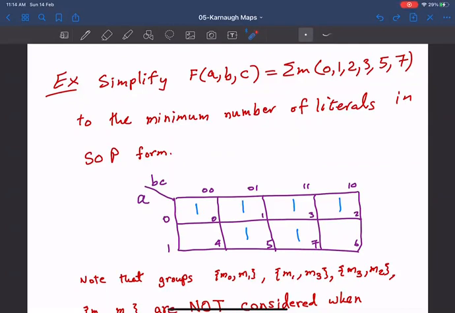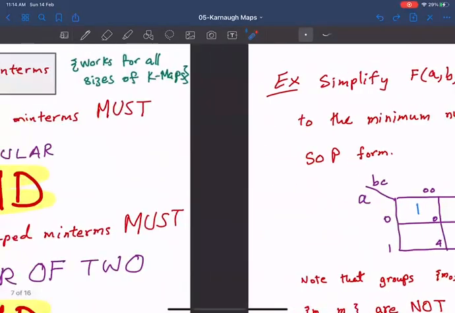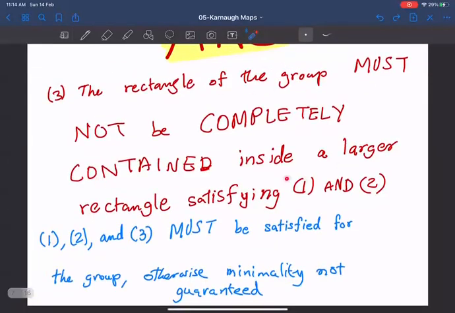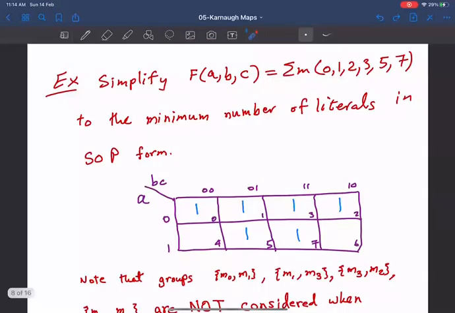Now, from the rules that we learned in the previous page, we know that grouping M0 with M1, M1 with M3, M2 with M3, and M0 with M2, because they are adjacent, are not considered. Why aren't they considered? Because of which rule? Rule number 3, because they are completely covered by a larger group. What is this larger group? It is the first row.